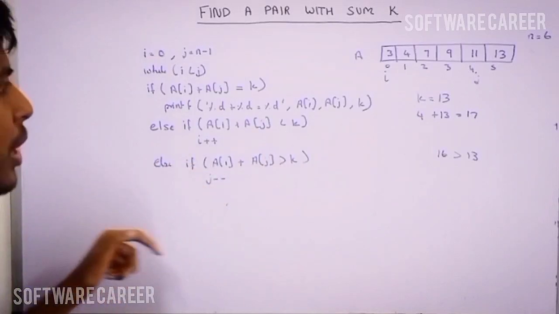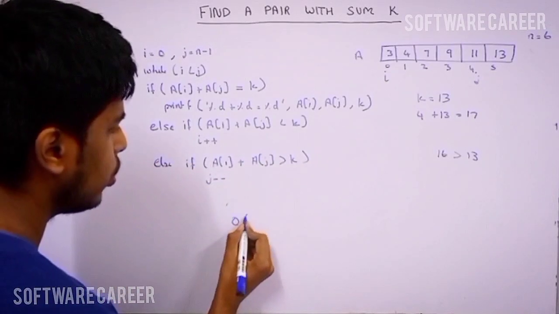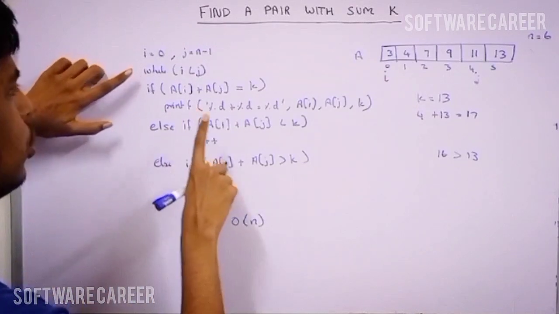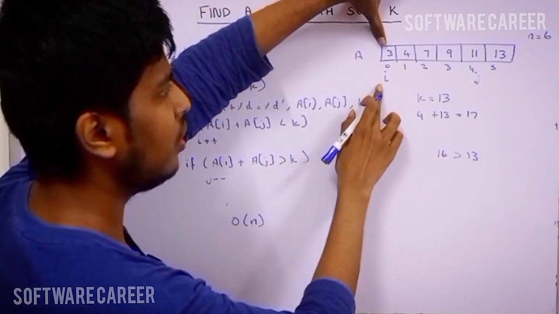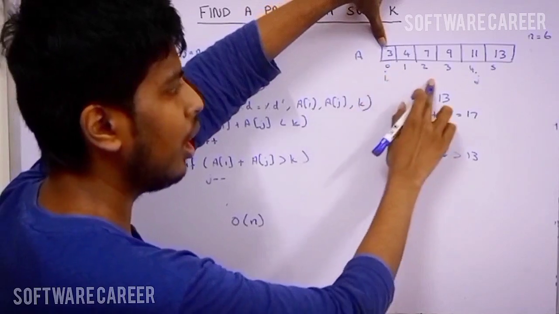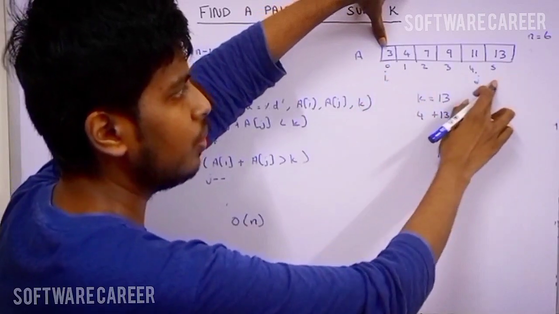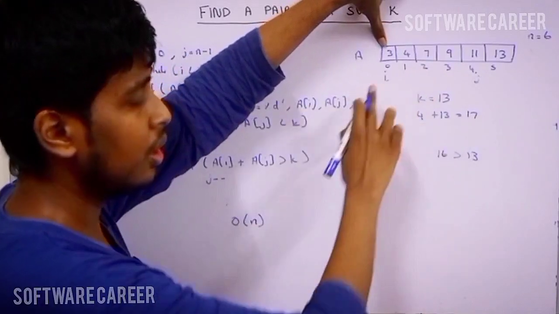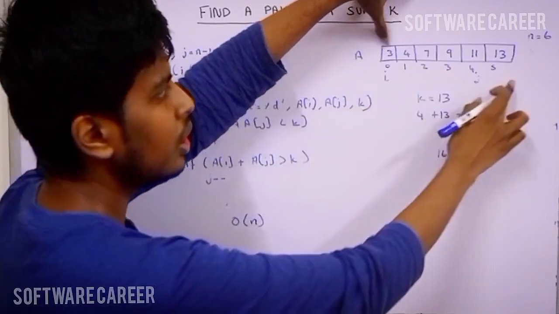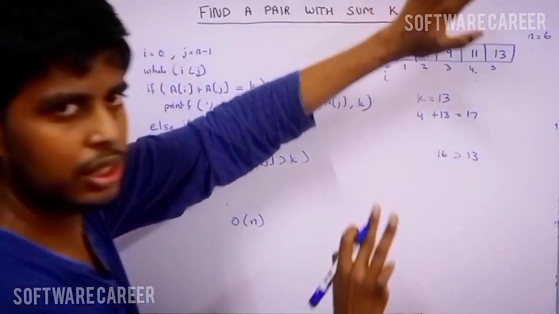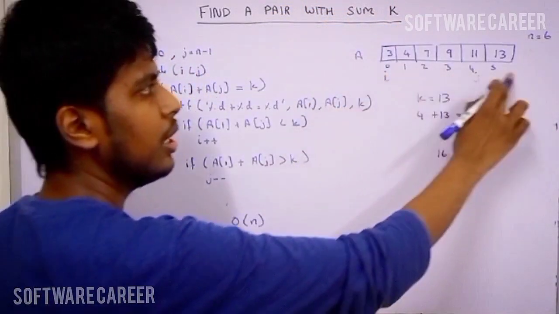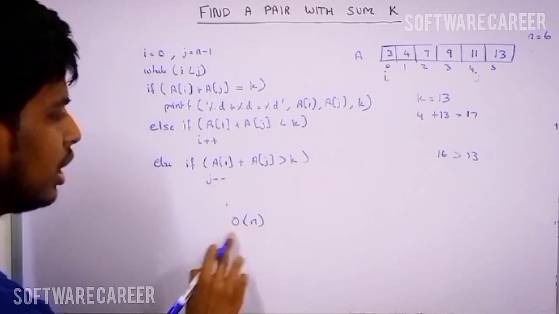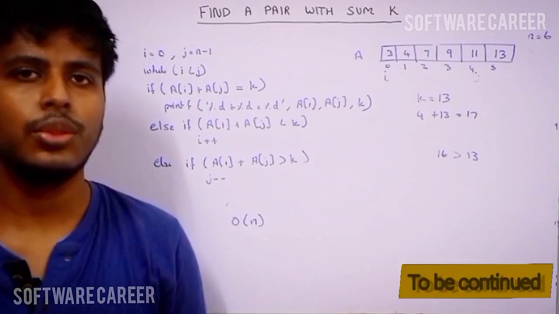Now let's see the time complexity. The time complexity for this is O of n, because only one loop is there. i will travel from the start to the middle of the array, and j will travel from the last to the middle. It stops at the middle. So it travels only the size of the array, that is n elements only. That's why O of n. This is how you should write the code.